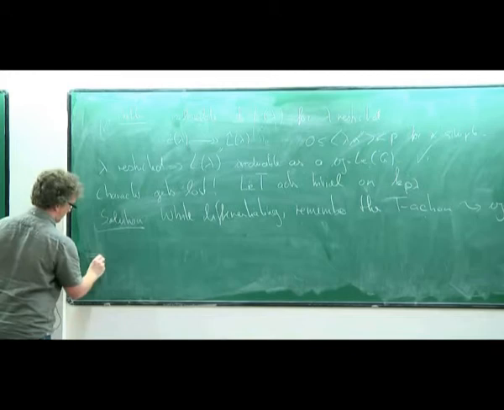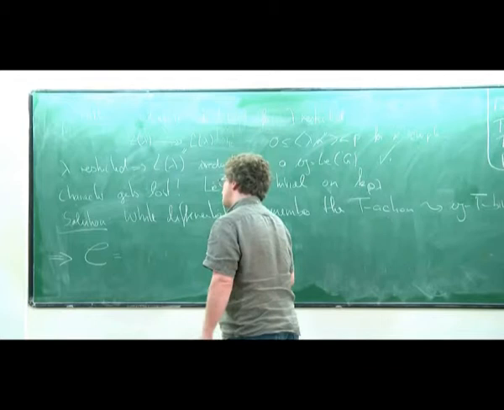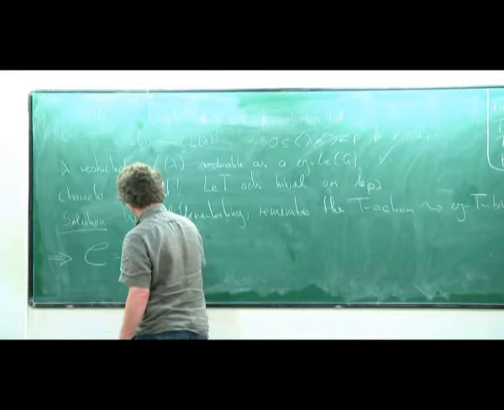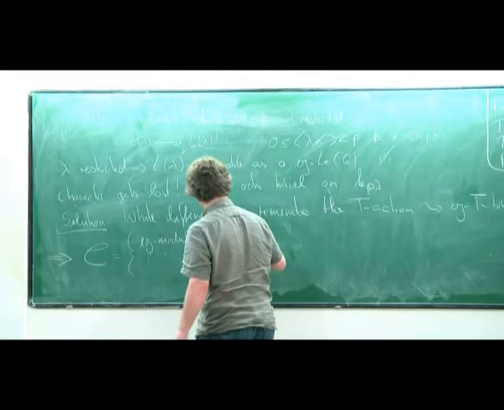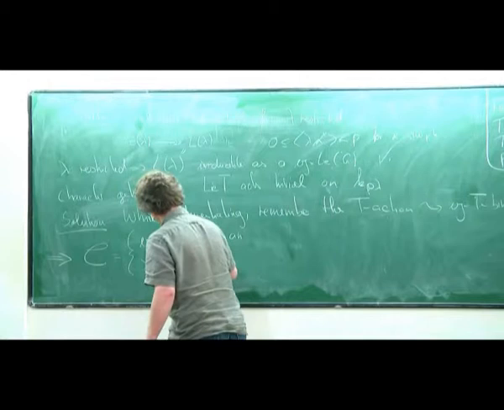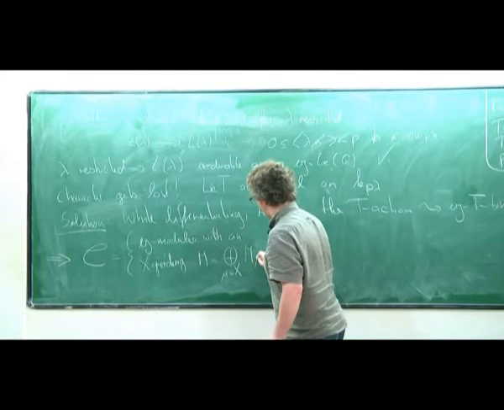And this leads to the following category. Soergel calls this category C, and Andersen, Jantzen, and Soergel as well. C is the following category. These are G modules with an X grading. That is a G module M, which is just as a vector space graded by the set X, M equals the sum of M mu. So that's an additional datum. Giving such a grading is nothing else than giving a T action.